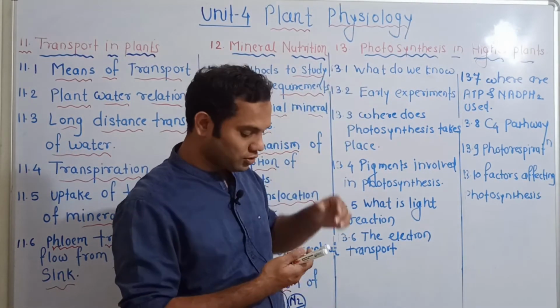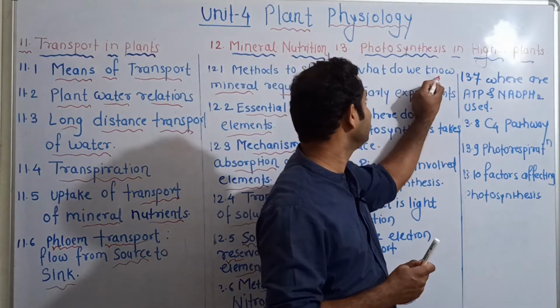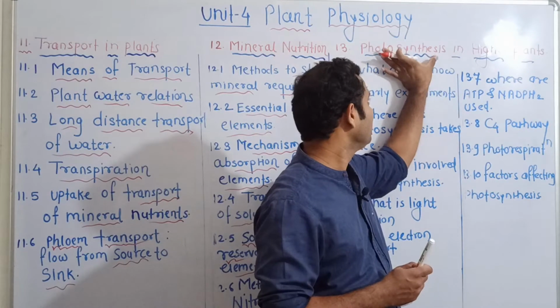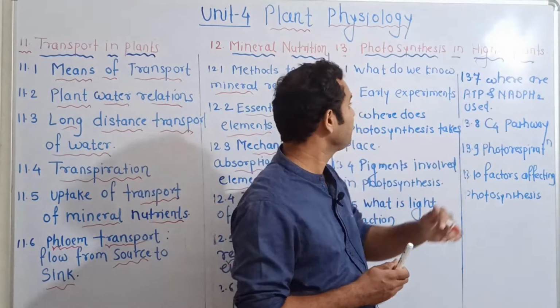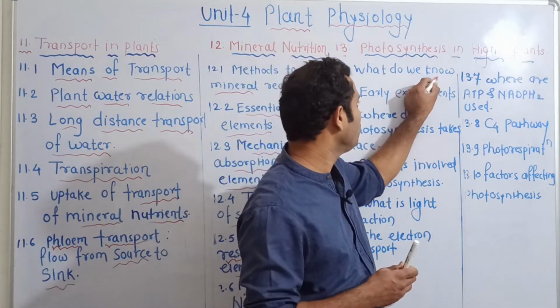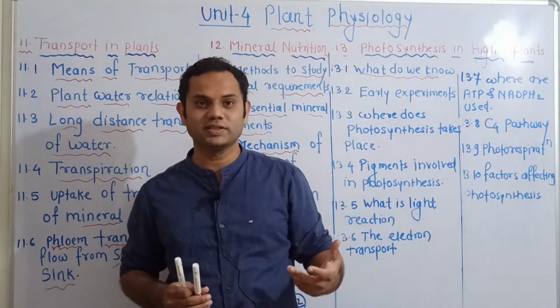So this process of photosynthesis will be studied in greater detail in this chapter, that is, chapter number 13, photosynthesis in higher plants. So what do we know? Again the basic thing, what do we know about the process of photosynthesis?